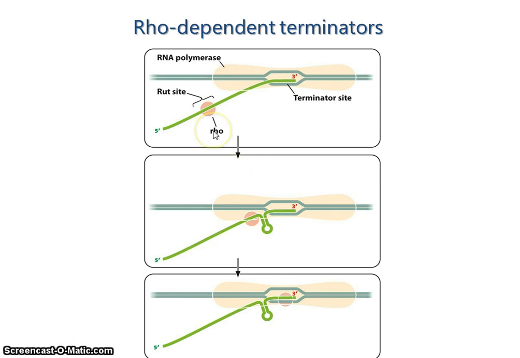But the important thing about Rho-dependent termination is that it involves a rut site to which the Rho protein binds. The Rho moves up towards the polymerase, and when it reaches it, it helps release the polymerase from the DNA. And so that's how Rho-dependent terminators work.